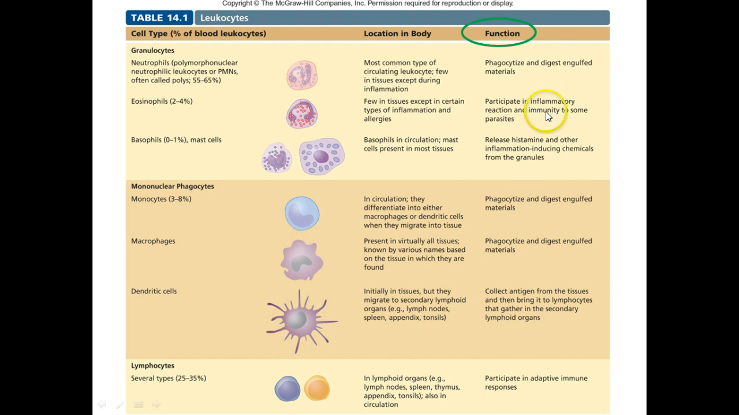As you can see, you're going to see eosinophils with inflammatory response, right? And sometimes with parasitic worms, certain parasites, you'll see an increase. Inflammatory responses too, you'll see basophils.